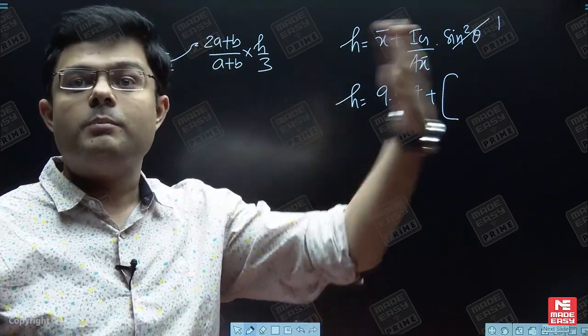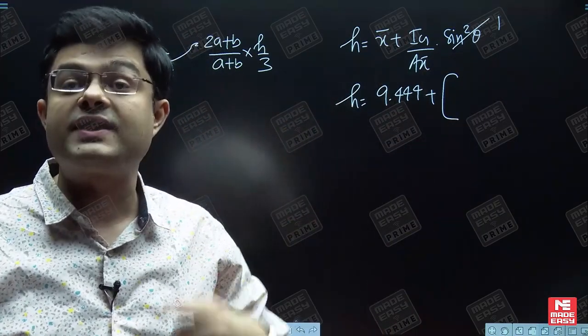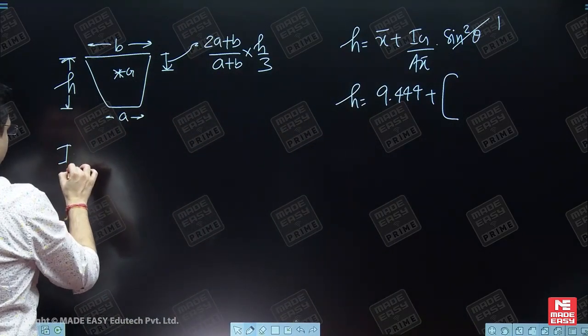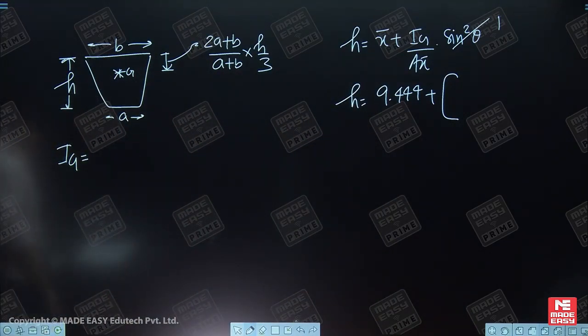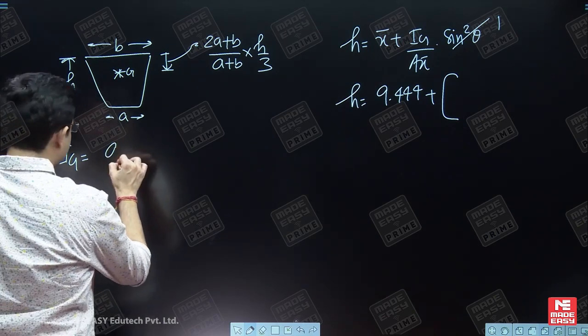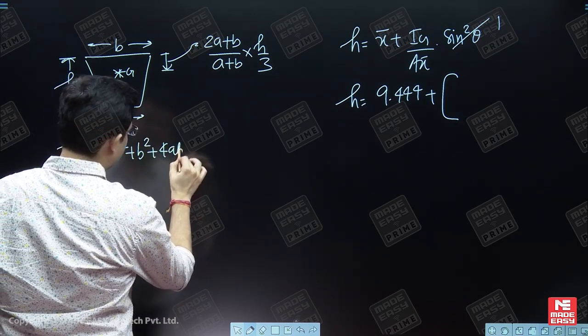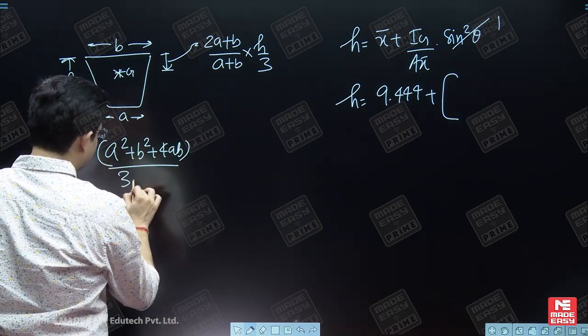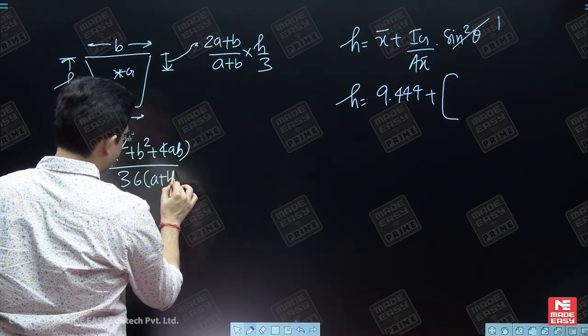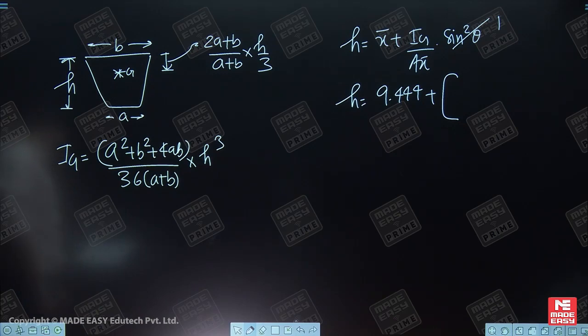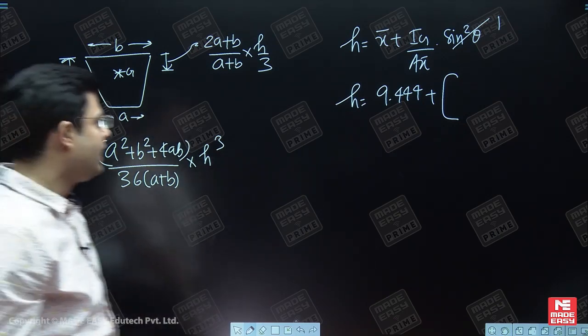What is the moment of inertia about the centroidal axis for a trapezium? For a trapezium, the value of Ig, I am writing the formula here, comes out to be (a square plus b square plus 4ab) divided by 36(a plus b) into h cube. That's your formula for your moment of inertia about the centroidal axis.